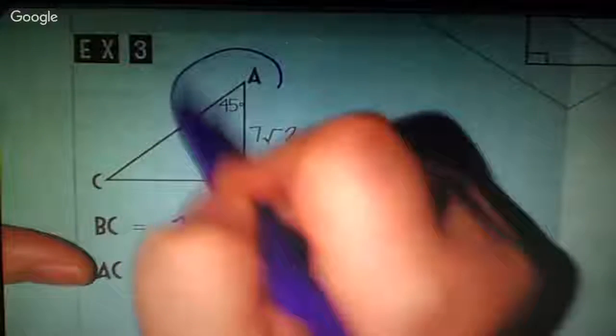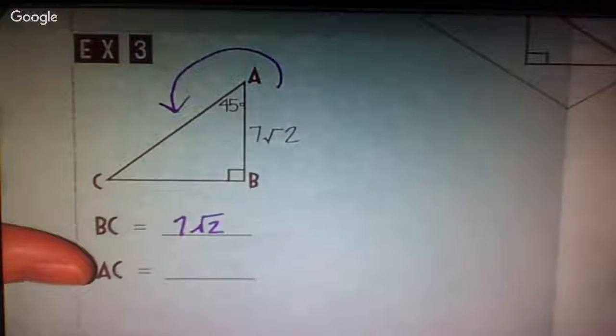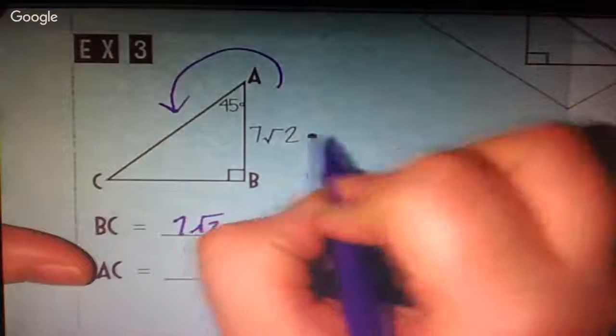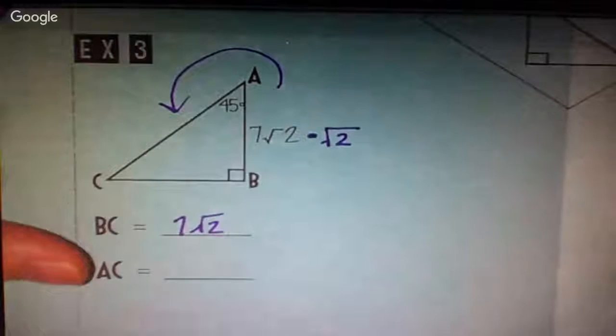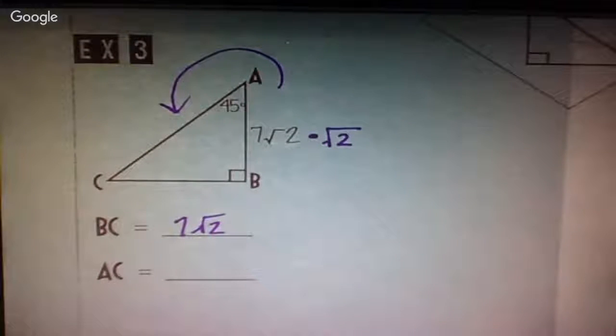All right. Example 3. They give us a leg. So what is C to B then? Or B to C? 7 square roots of 2. So now to get my hypotenuse, we multiply by the square root of 2. So here come in those operations of radicals. Back to unit 3. We're skipping back 2 units.